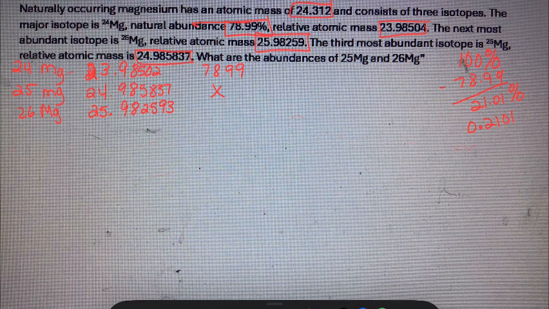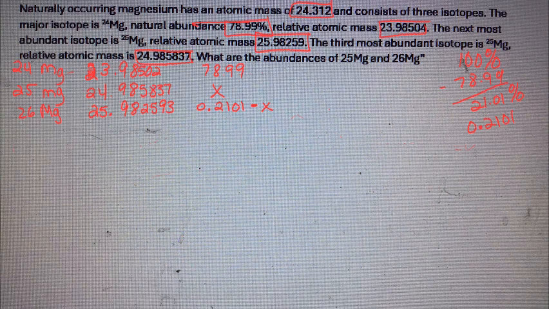0.2101 is our decimal. So if we take this amount that is left over, 0.2101, and we subtract our X from it, because our whole amount has to equal 21.01%, we're going to get our remaining value. I want to really get this to auto. There we go.